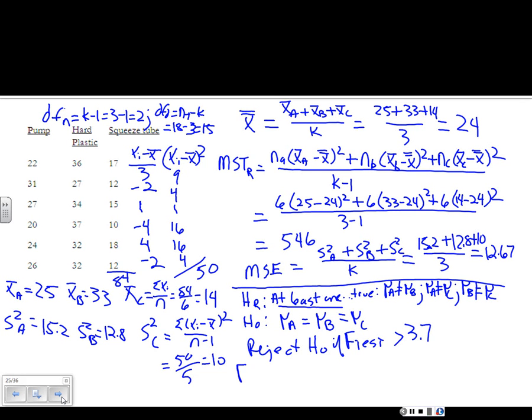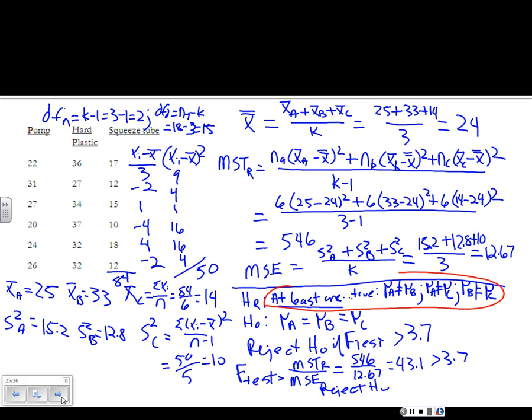The F test is equal to MSTR, the mean square treatment, the difference between the three means, divided by error. That's the variances. 546 divided by 12.67. I got 43.1. That is greater than 3.7. So we reject H0 and conclude that at least one of these is true.